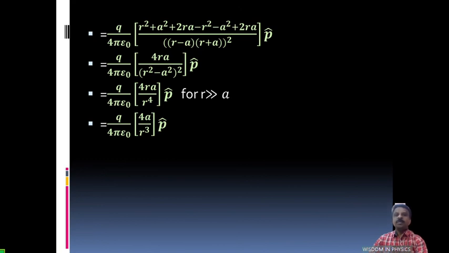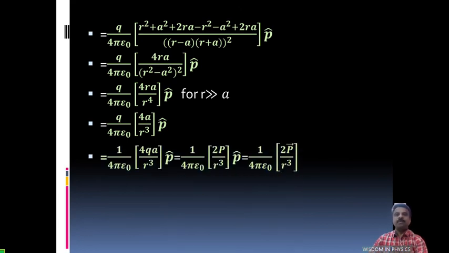Rearranging the equation up to this is enough as far as your textbook is concerned, but we will extend this a little bit. 4qa is nothing but 2 into 2qa. Am I right? You know very well 2qa is the dipole moment, the magnitude of the dipole moment. So this quantity 4qa is nothing but 2 into 2qa. What is 2qa? 2qa is the dipole moment. So 2p by r cube into p cap.